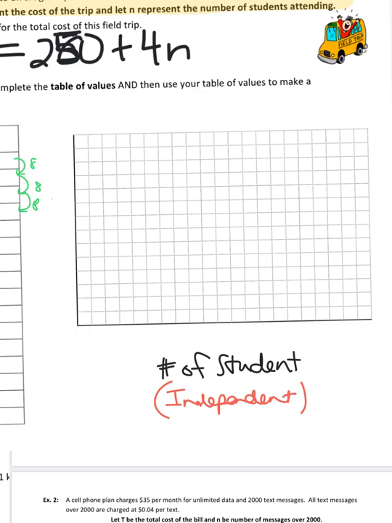So I'm going to put the dependent variable, the one that depends on the other, along the side. So that's going to be the cost of trip. Sorry, that's so messy there. And that's called the dependent variable.